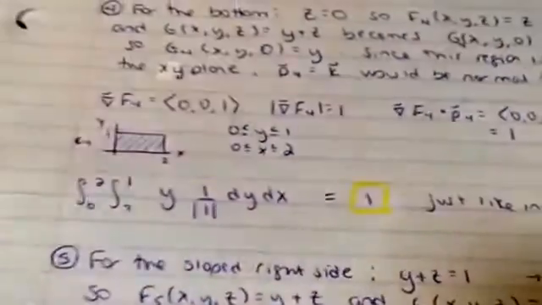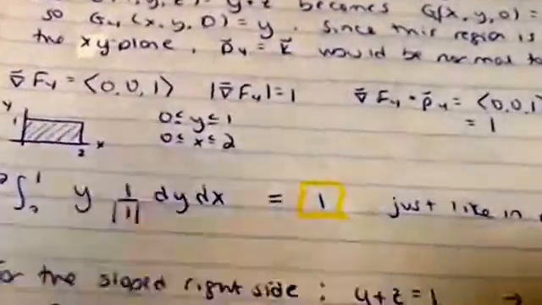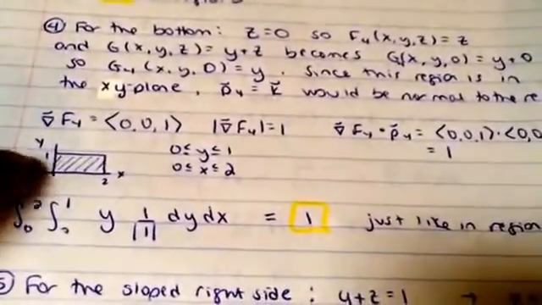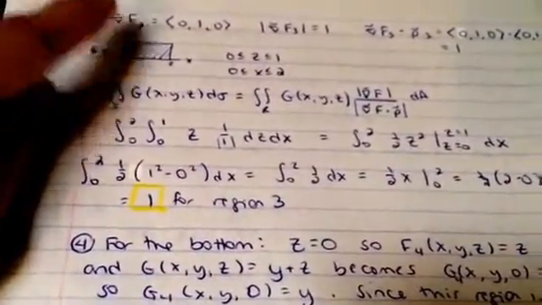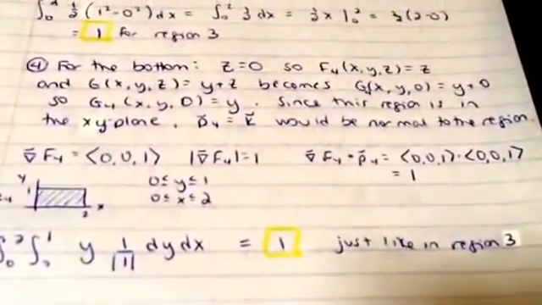Okay. And so this is the same idea as region 3. This is the xy plane rather than the xz plane, but it's the same principle. So I still end up with a 1.